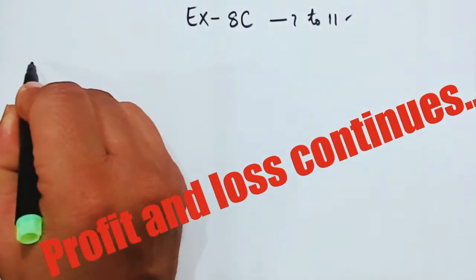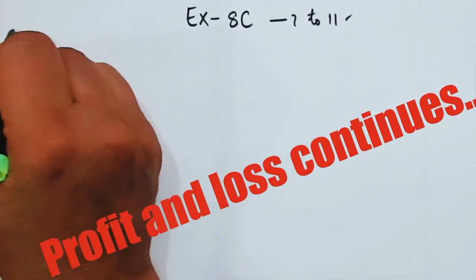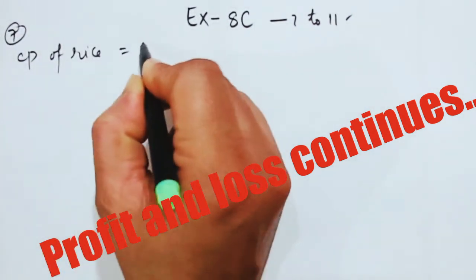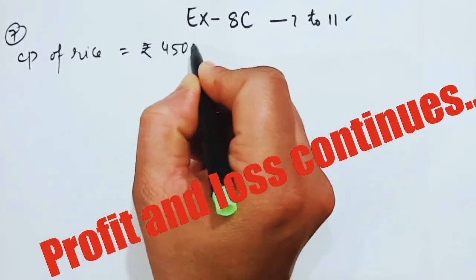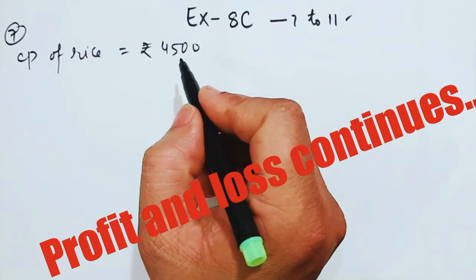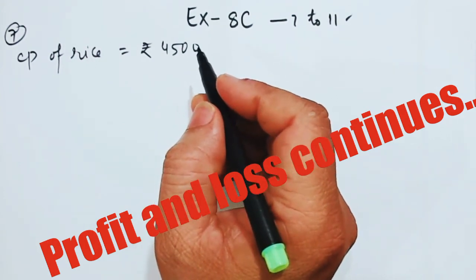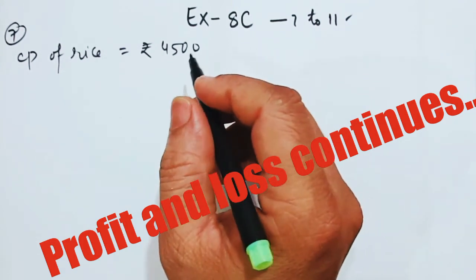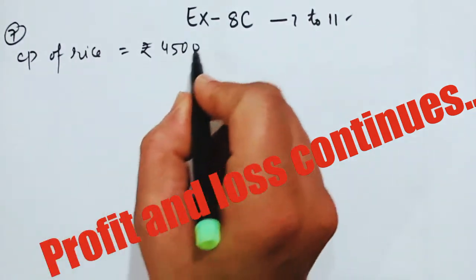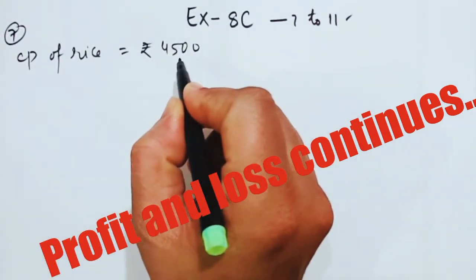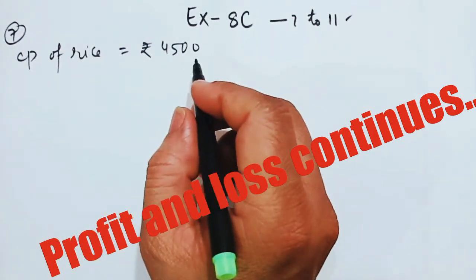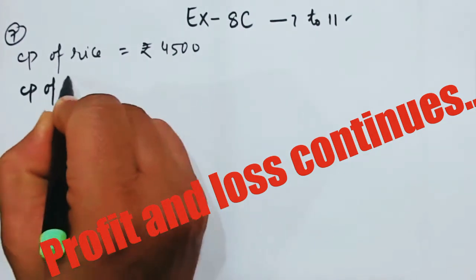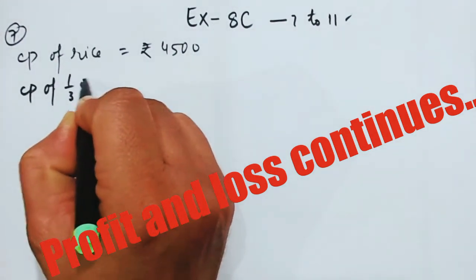So you can say the cost price of rice, this is number 7, is equal to rupees 4500. He sells 1/3 of it at 10% profit. Naturally, whenever you calculate profit or loss, you calculate on cost price only, isn't it? So the cost price of 1/3 rice will be how much?